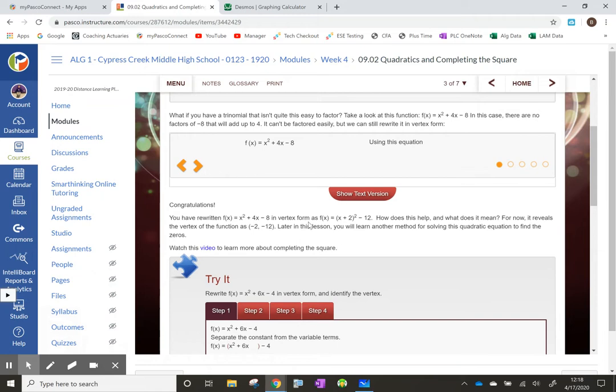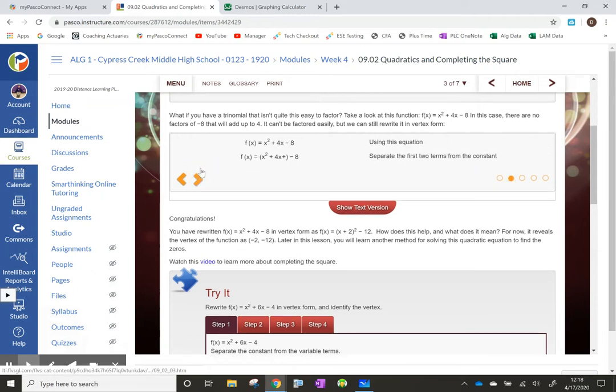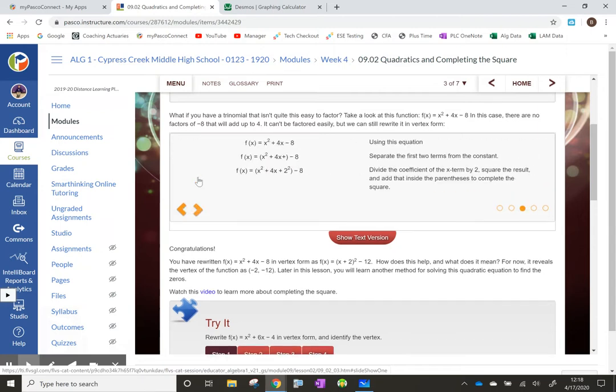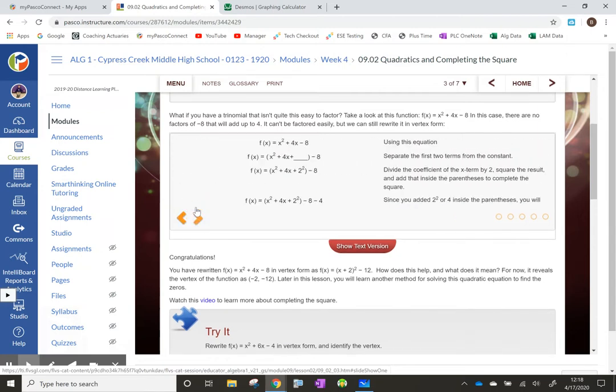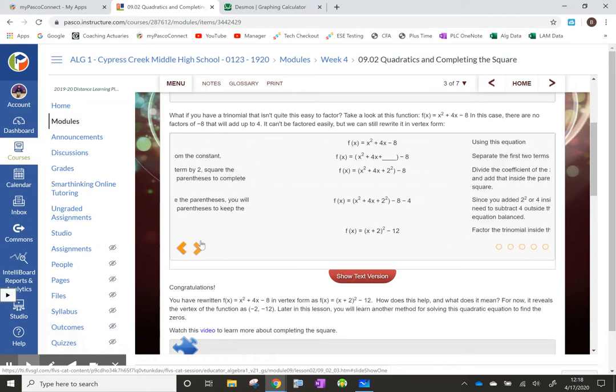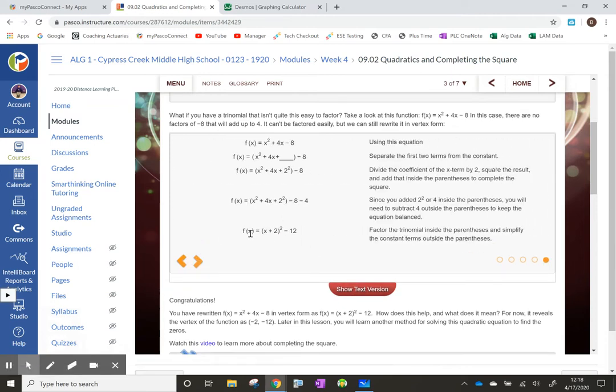You can click through the arrows and it's going to show you everything, but I'm going to explain it in my own words, what they're doing here to write this in vertex form. So they're going to get that answer of x plus 2 squared minus 12. It's the same equation as before, the same as x squared plus 4x minus 8, but in vertex form. And you can see that the vertex would be negative 2, negative 12. But let's show you how they're going to do that.